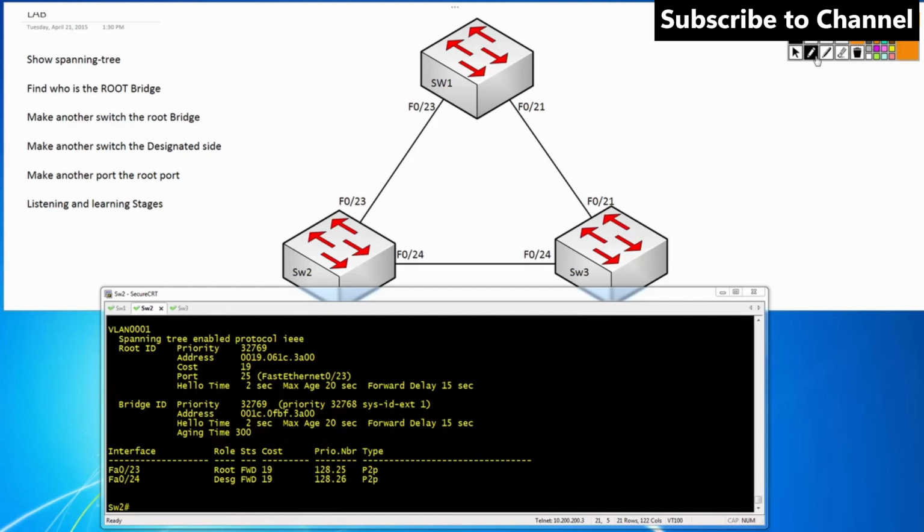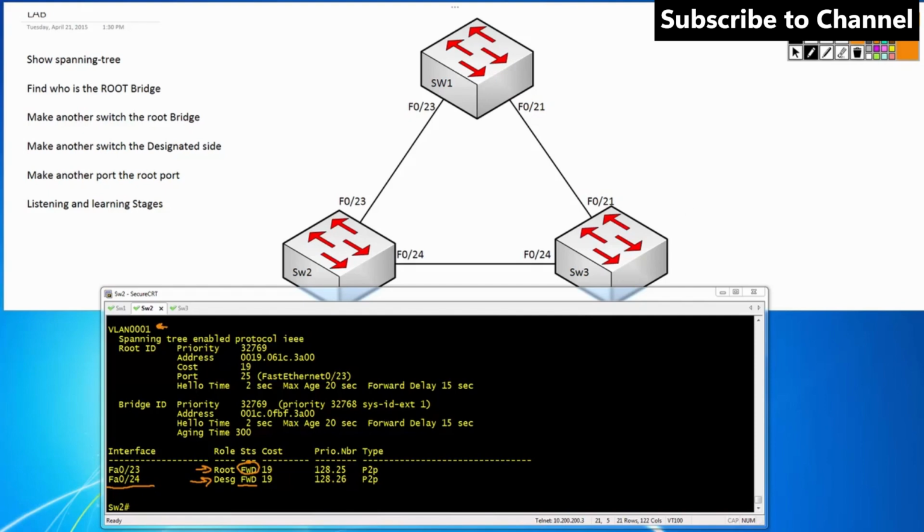Below this, we have now our interfaces that are participating in spanning tree for this instance. What instance am I talking about? VLAN 1. So for VLAN 1, we have 2 ports that are participating in spanning tree. I have one of those ports that has a role of root, and it is now in the forwarding state. I have another one that is designated, has a designated role, and is also in the forwarding state. So I don't have any blocked ports here.